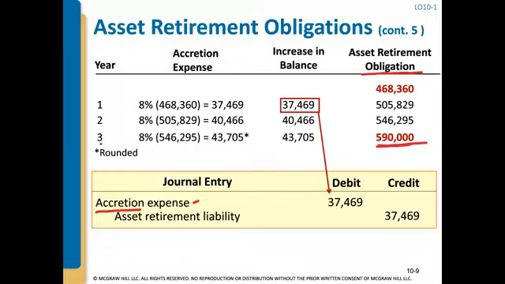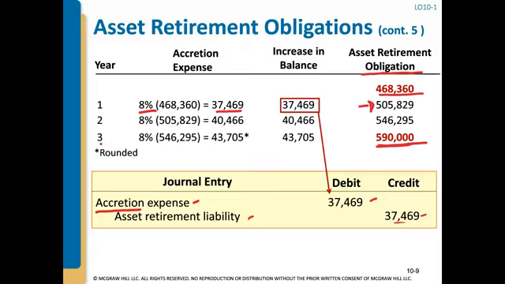And we're going to look at our book value for our asset retirement obligation. So we take our beginning book value times the interest rate. So 8% times 468 equals 37,469. And for the end of the year, we're going to debit accretion expense, 37,469, and we're going to credit our asset retirement liability, 37,469. So now we're increasing our asset retirement liability by that number.